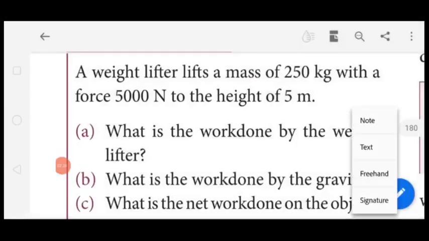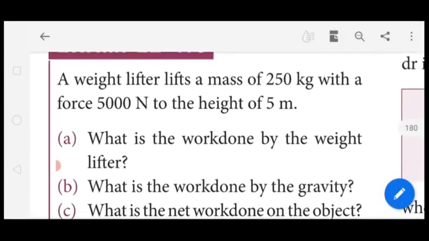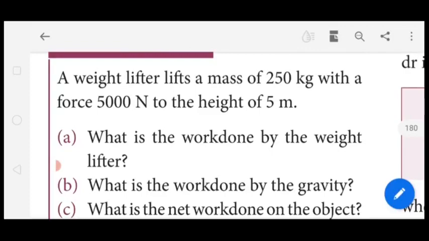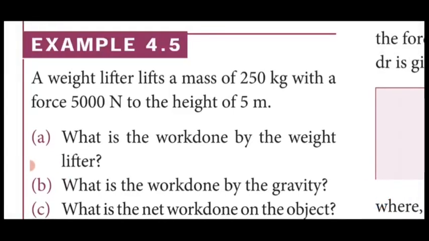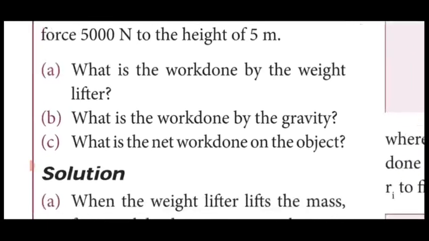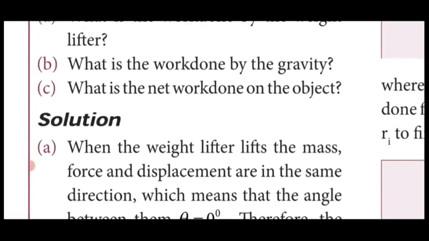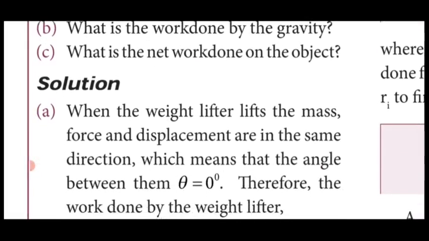Next, we are going to discuss the next problem, that is 4.5. A weightlifter lifts a mass of 250 kg with a force of 5000 Newton to a height of 5 meter. So what we are going to calculate is the work done by the weightlifter, the work done by gravity, and the net work done on the object. These three we are going to calculate.